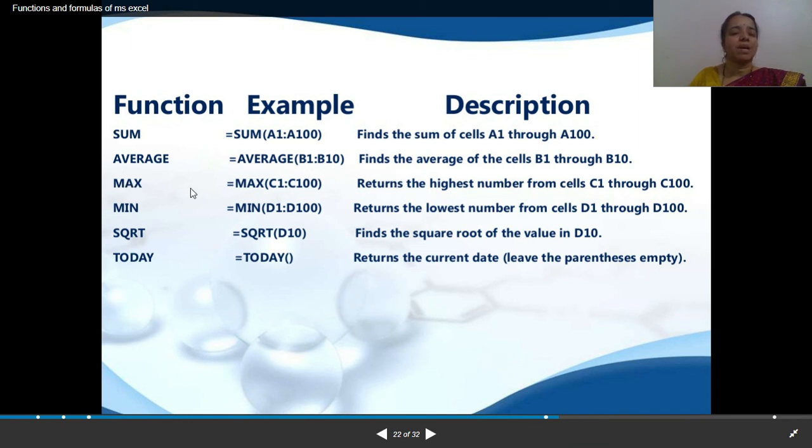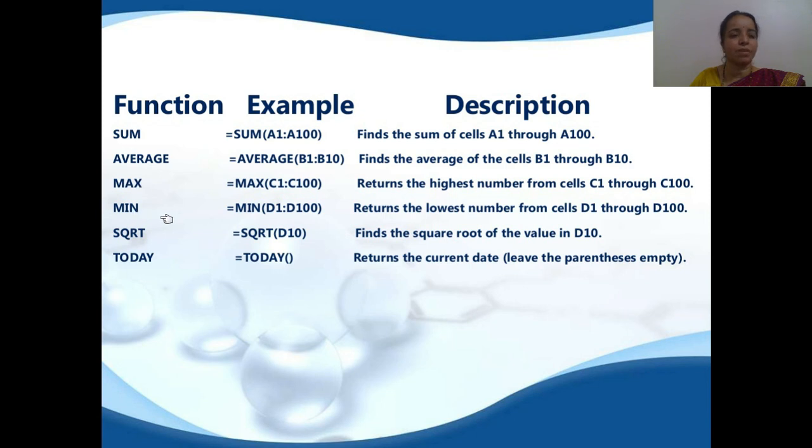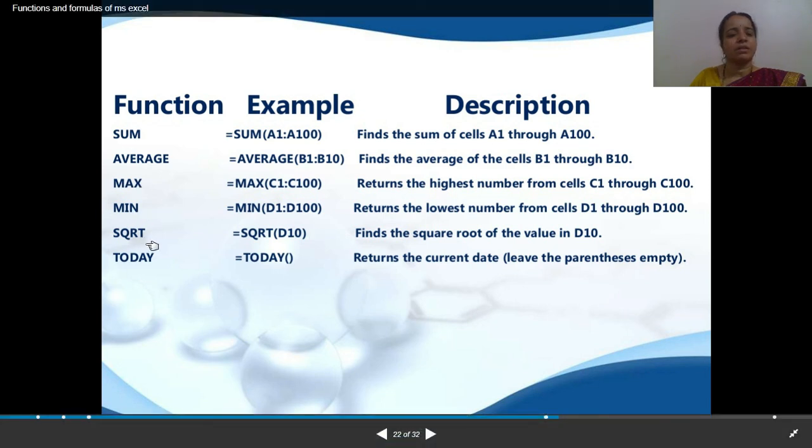In the same way, the MAX function is used to find the maximum value of the cells from C1 to C100. It returns the highest number from cells C1 through C100. In the same way, the MIN function is used. These are statistical functions: average, sum, maximum, minimum. Then you can find the square root of the value of D10. In the D10 cell, the value is present, so from that value, it finds the square root.